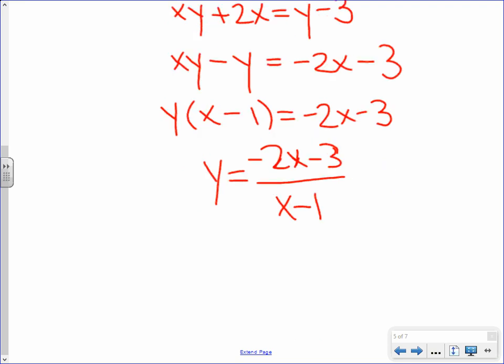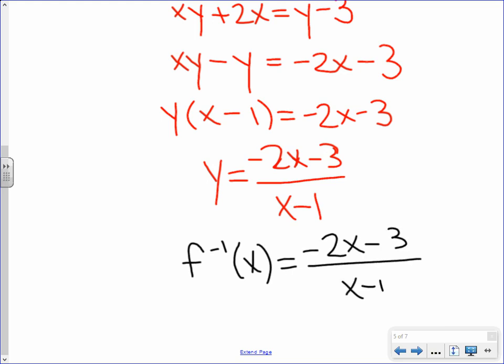Okay, so then in function notation, I would want to see f inverse of x is negative 2x minus 3 over x minus 1.